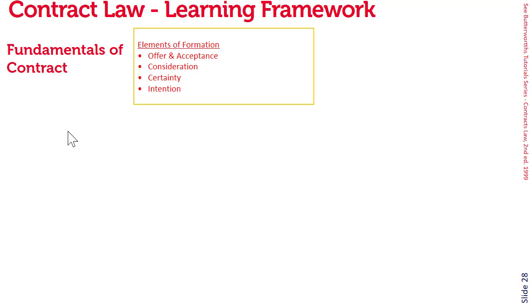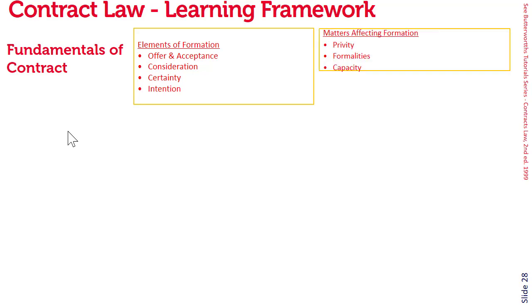In this subject, we start off by looking at the elements of formation. They are roughly broken up into the following. You will say these over and over again. They will become your mantra. Agreement, which is also referred to as offer and acceptance. Consideration, certainty, and intention. If we have those things, we have a contract.